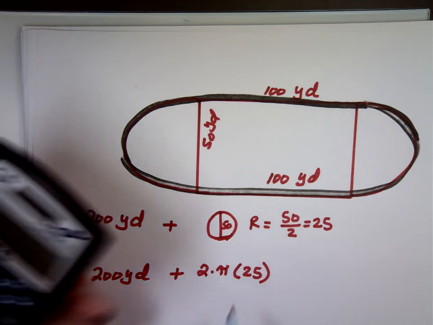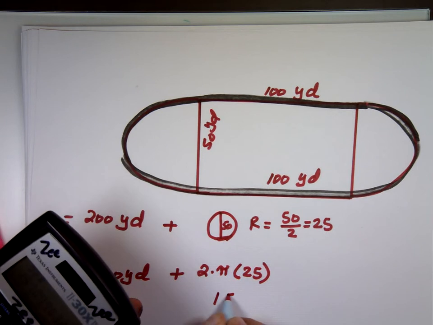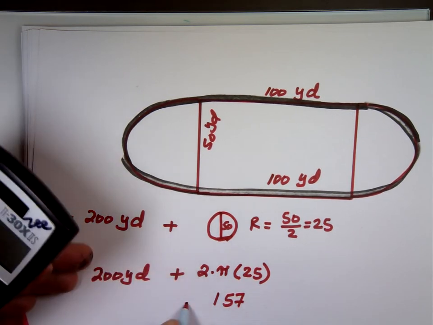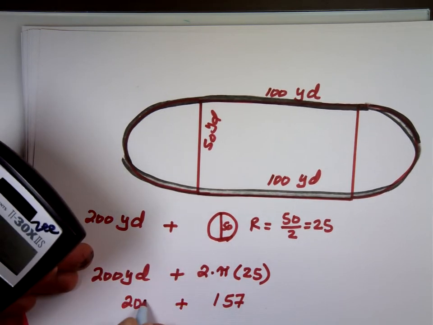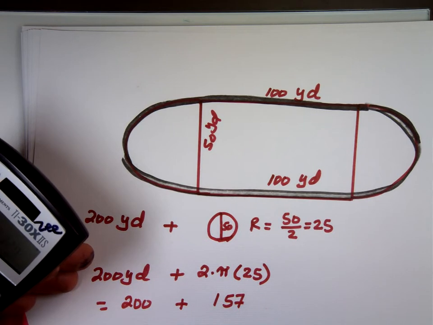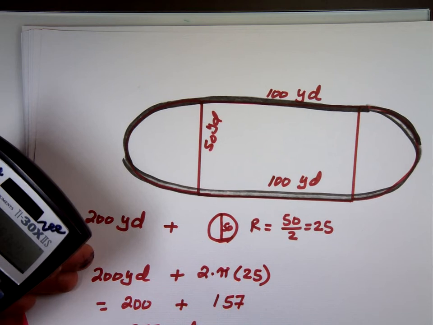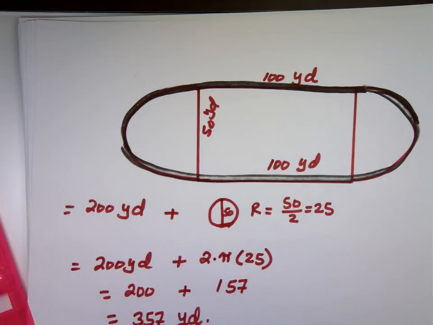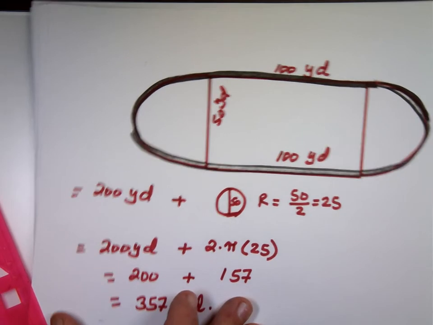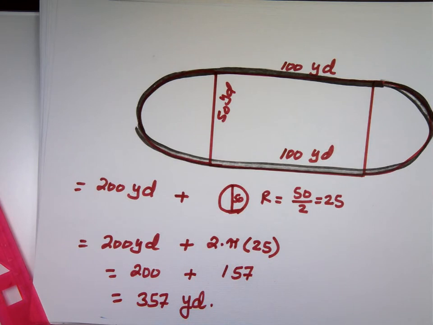That number here on the outside is 157 roughly, and this is 200. When you add them, how far is one lap? 357 yards. So if you walk 4 laps, you multiply it by 4. If you do 10 laps, you multiply it by 10. If you do 7 laps, times 7. 357 yards, one lap.